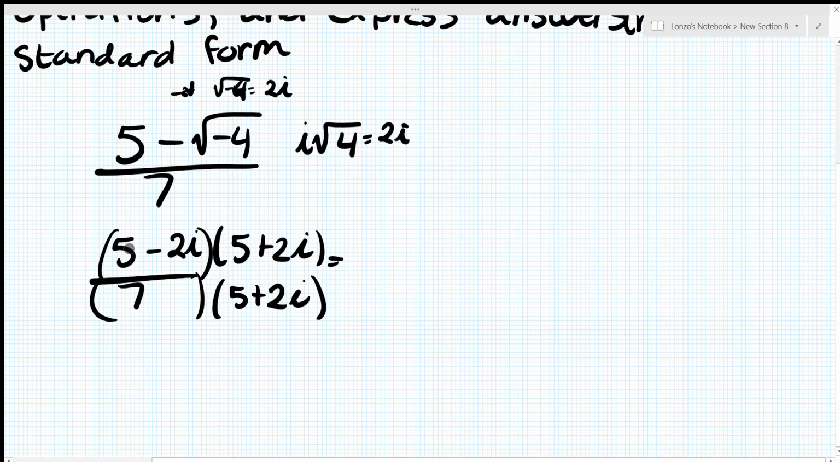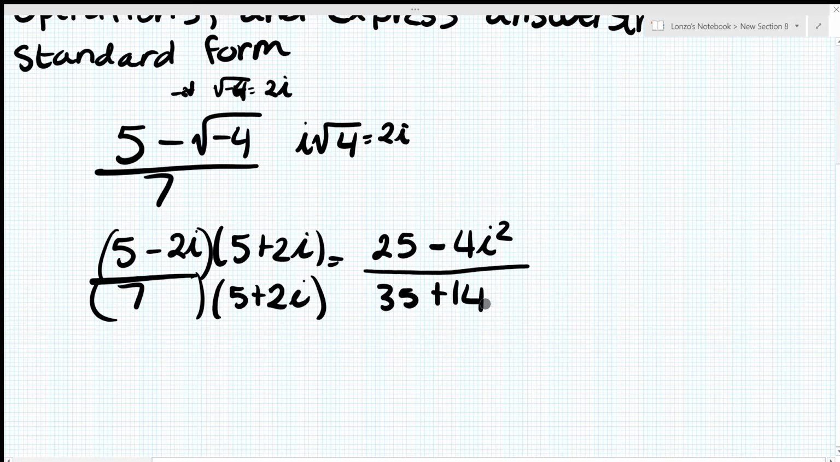Okay, so let's fix the numerator. I know the numerator is a perfect square, so when you multiply that, you're going to get 25 minus 4i squared. And then on the denominator, you're going to get 7 times 5 is 35, and then 7 times 2i is positive 14i. Okay. Let's see here. Let's fix the numerator. So I squared is the same thing as negative 1, and then you have a negative 4. So that negative 4 times negative 1 is positive 4. So it's 25 plus 4, which is 29 over 35 plus 14i.